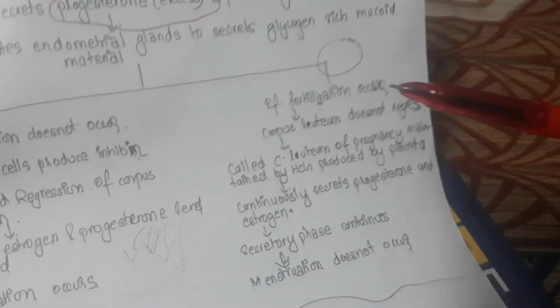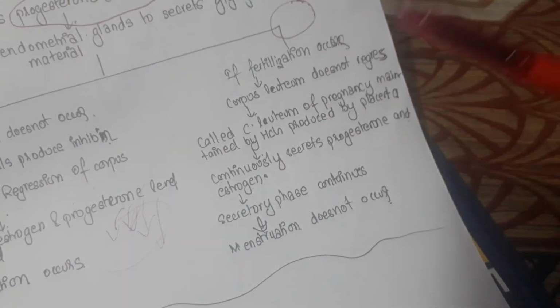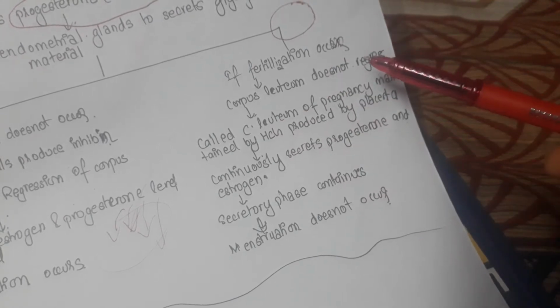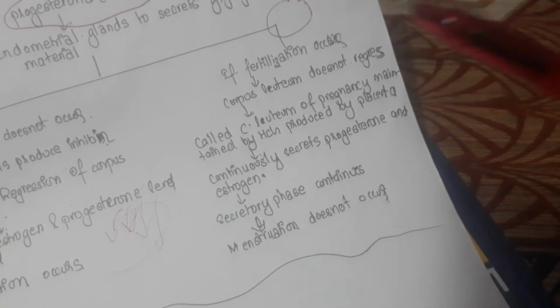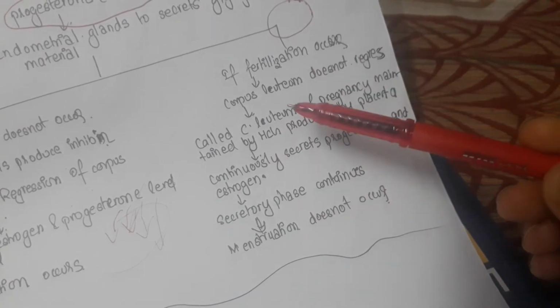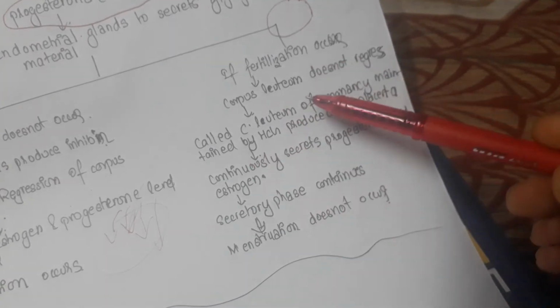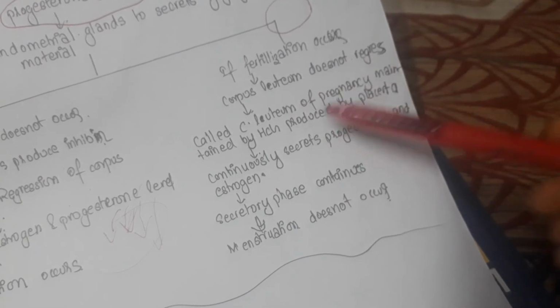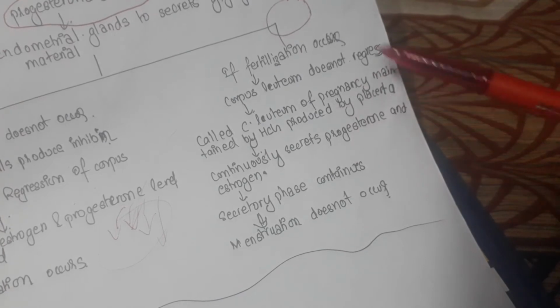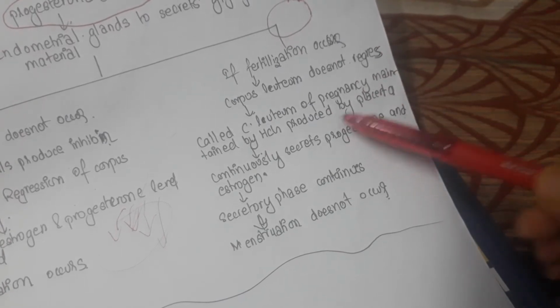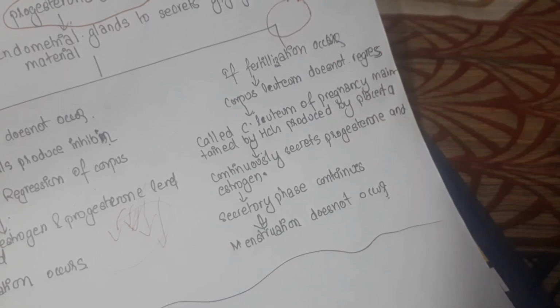But if fertilization occurs, the corpus luteum does not regress. This corpus luteum, which is now formed after fertilization, is known as the corpus luteum of pregnancy, which is maintained by the HCG produced by the placenta. Now, why won't this corpus luteum fade off, if you have this question?